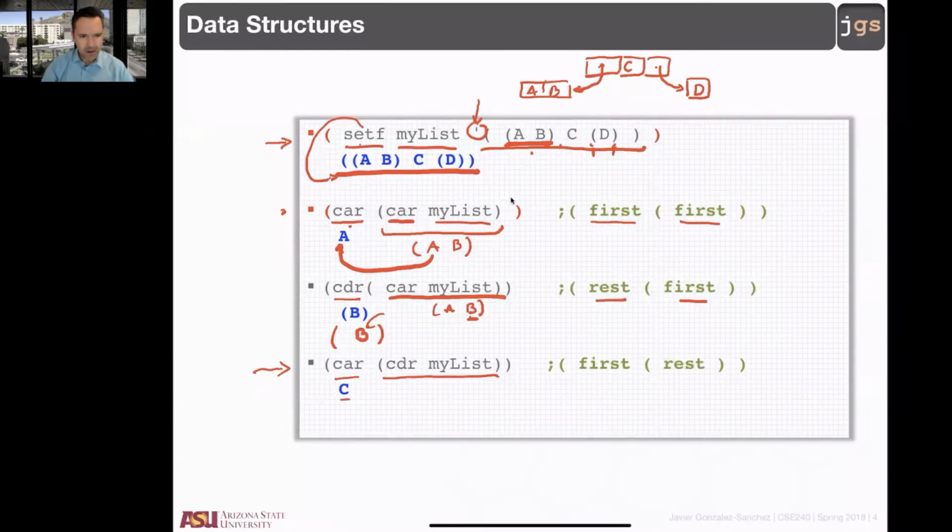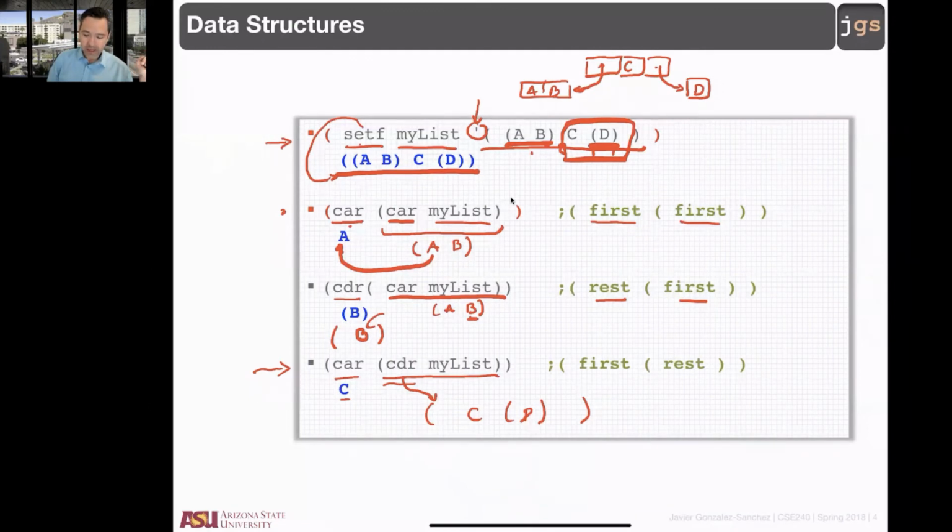Can we figure out why? Well, I am calling CDR. According to the rule, CDR always returns a list. So this CDR is always going to return something inside of parentheses. And it's going to return all the elements except the first. The first one we know is this AB. So all the elements except the first one are C and D. And notice that I am using the parentheses because it's all the elements except the first one. So all of this is inside of a list. That is what the function does.